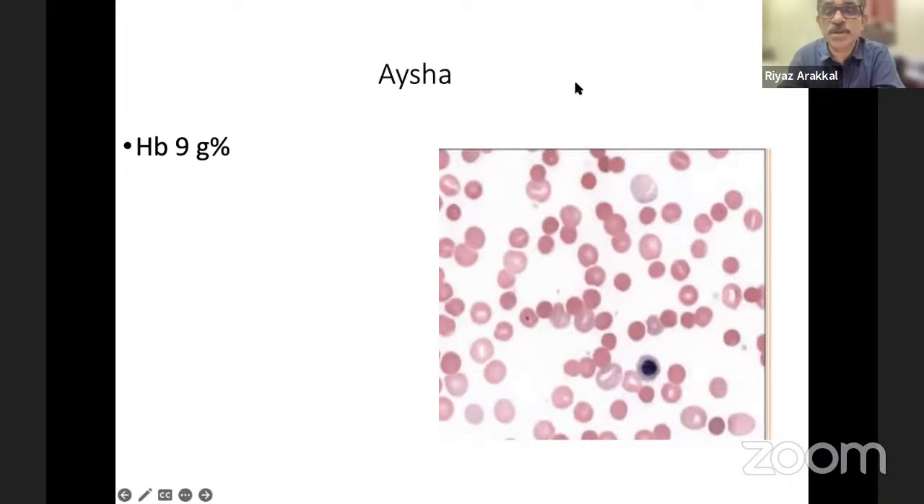Another point is that there's a normoblast here. So in any child with unexplained hemolysis, you have to rule out Wilson disease, especially an older child with unexplained hemolysis, Coombs negative hemolysis, think of Wilson disease. You can see the normoblast here, and you can see several microspherocytes also here.